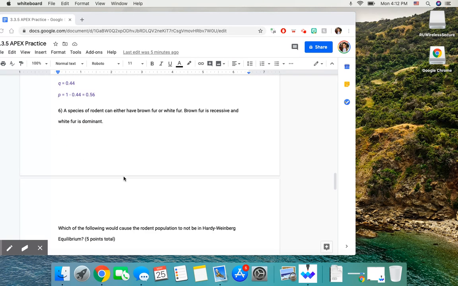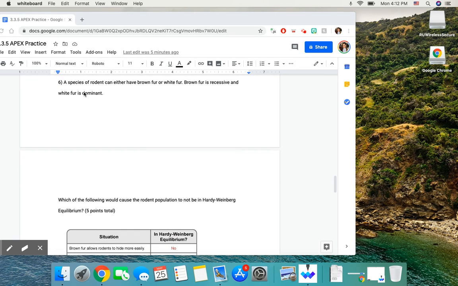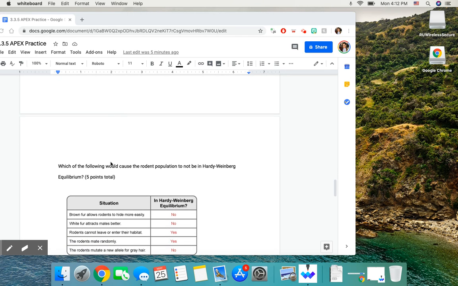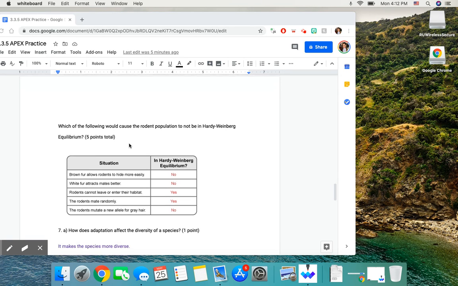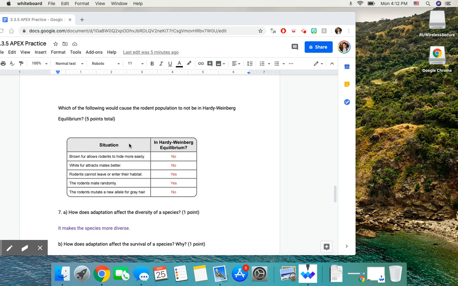Okay? But we're going to move on. So number 6, a species of rodent can either have brown fur or white fur. Brown fur is recessive and white fur is dominant. Which of the following would cause the rodent population to not be in Hardy-Weinberg equilibrium? So on our Google website, I put all of the conditions for Hardy-Weinberg equilibrium.